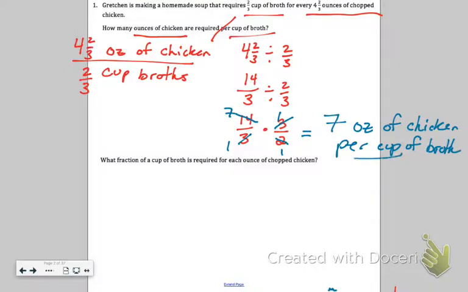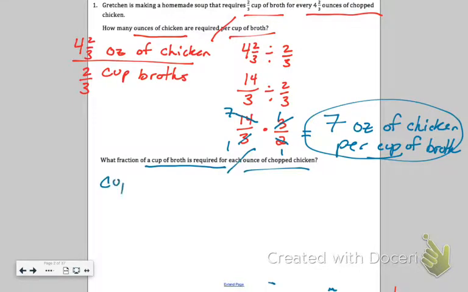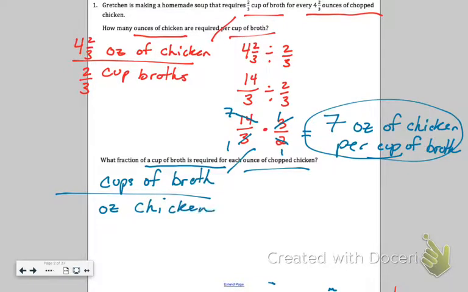All right, so that's it for the top half. 7 ounces of chicken per cup of broth. Remember, we're paying attention to order there. In the next part, it says what fraction of a cup of broth is required for each ounce of chopped chicken. You'll notice here the order switched. I have cups of broth per ounce of chicken here. So in this case, I'm looking at my cups of broth in my numerator and my ounces of chicken in my denominator.